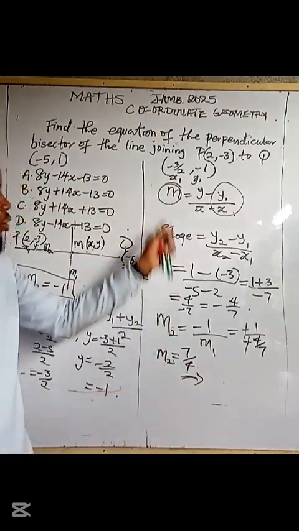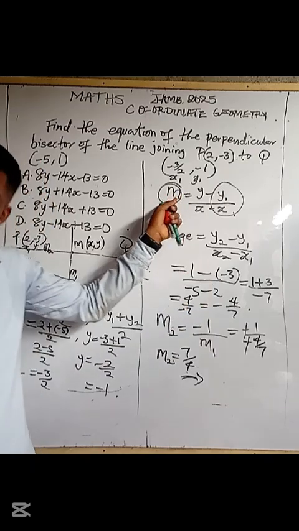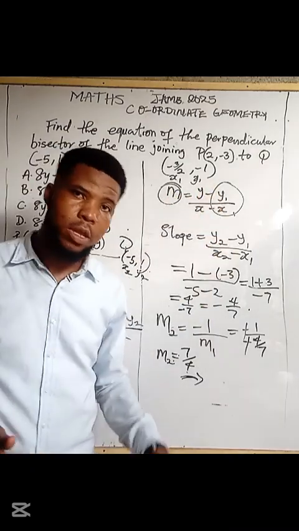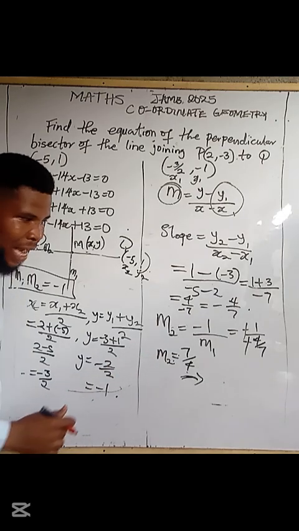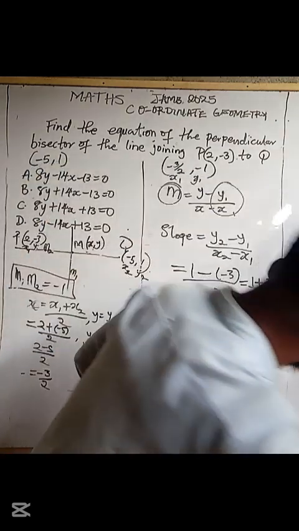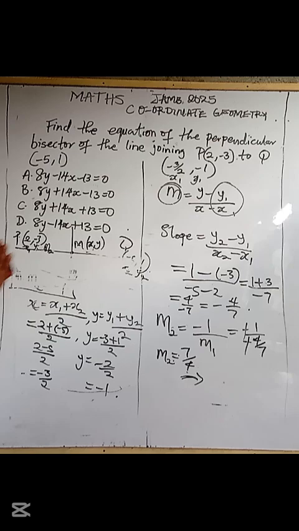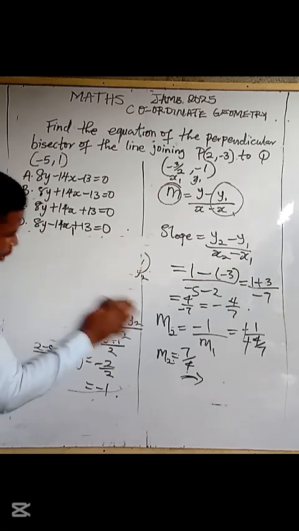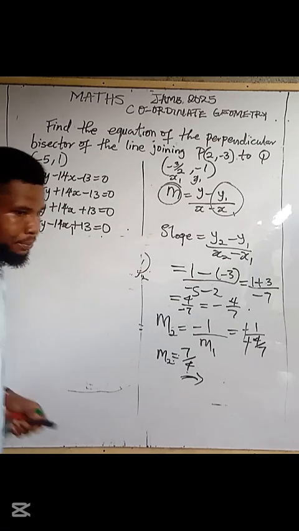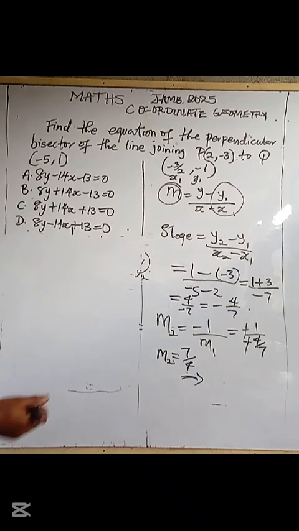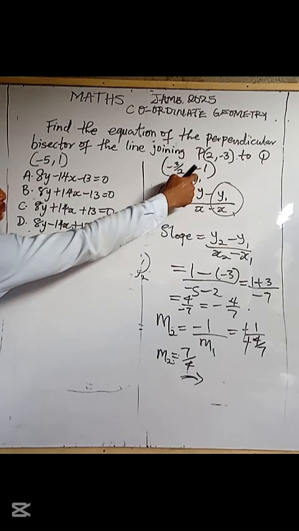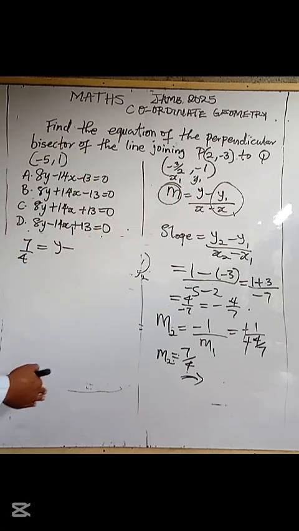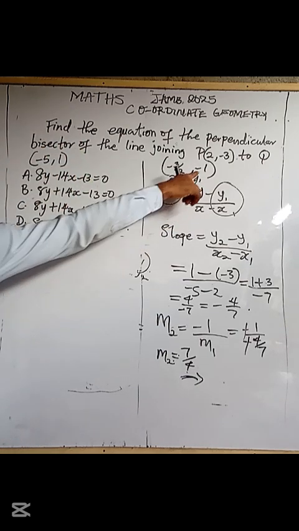Is this the answer? No, we still have to move this 7 over 4 into this expression in order to get the equation of what we're looking for. So what's the equation of the line now? So let me just clean this part of the board and continue our solution. So what do we have now? We have 7 over 4 equal to y minus y1. What is y1? Remember, this is our y1 now, for the perpendicular line. So y1 is minus 1.